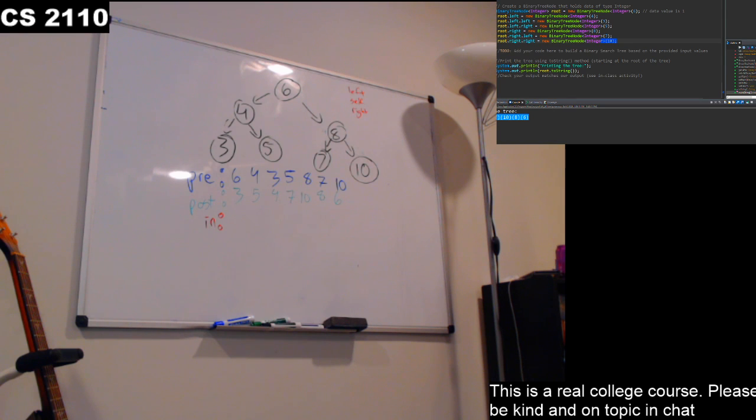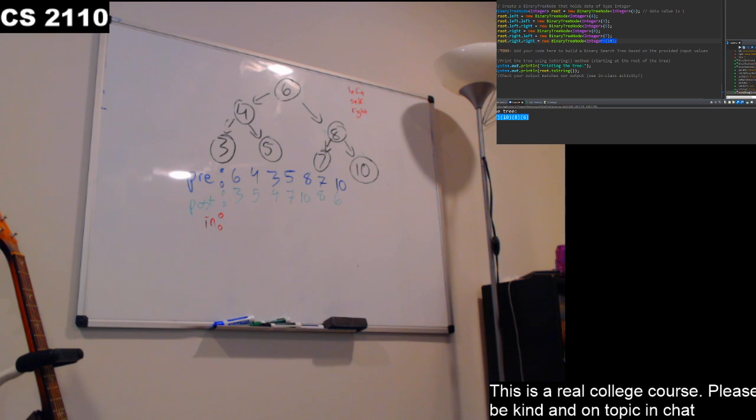Remember that you do it at every level, not just the root. At every node, you go left, then self, then right. I'll give you a hint. There's a reason it's called in order. Let's go ahead and give this a shot.